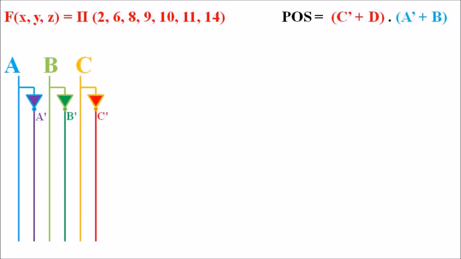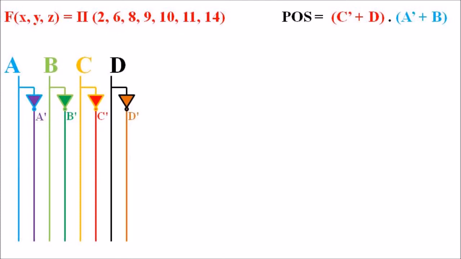The variable C is represented in yellow color, and the C variable is given to the NOT gate, and the output of the NOT gate will be C complement, which is represented in red color. And our fourth variable is D. The variable D is represented in black color, and the NOTing of this variable D will produce D complement, and the D complement is represented in brown color. So my dear students, next what we have to do is implement the individual terms of POS.